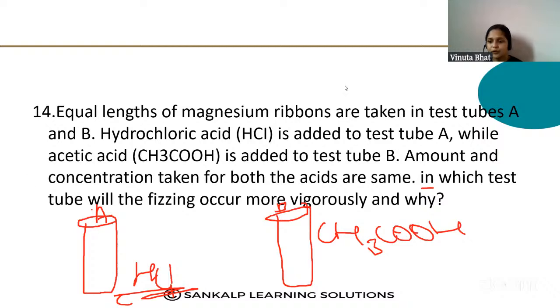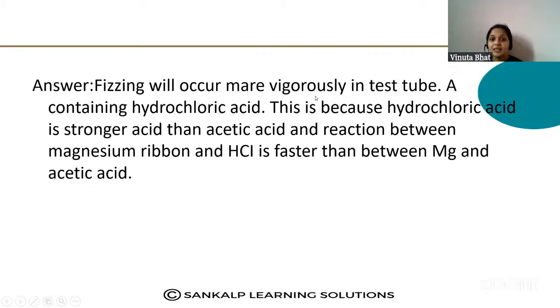What is the answer for this question? Fizzing will occur more vigorously in test tube A, which contains the hydrochloric acid. This is because hydrochloric acid is a stronger acid than the acetic acid. The reaction between the magnesium ribbon and the HCl is faster than between magnesium and the acetic acid. Because of this reason, the fizzing will occur more vigorously in test tube A.